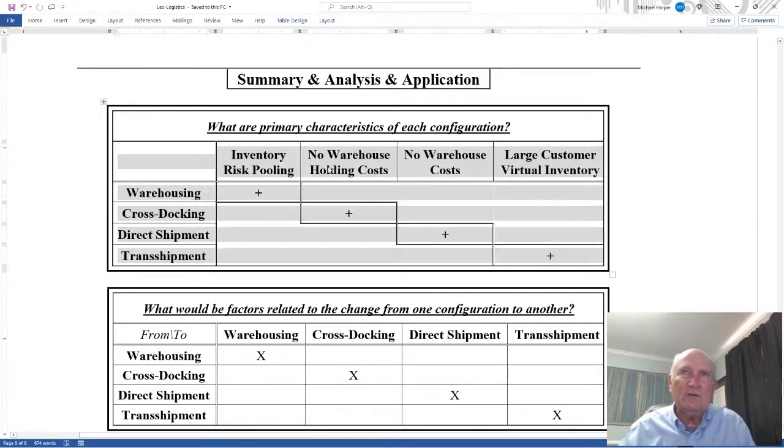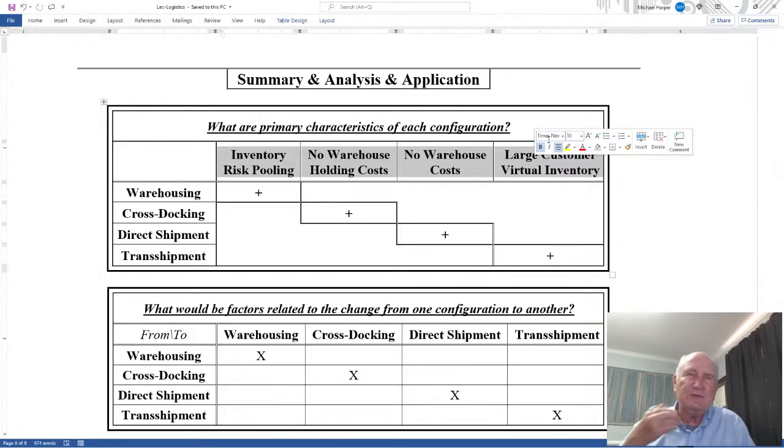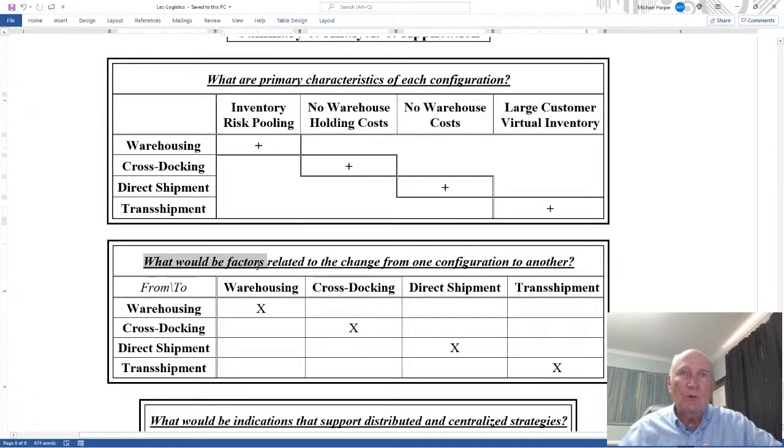So these are the primary characteristics. Of course, there are other characteristics, but these are the primary ones. Now, these primary characteristics could be used to say what factors would be related to the change from one configuration to the other?